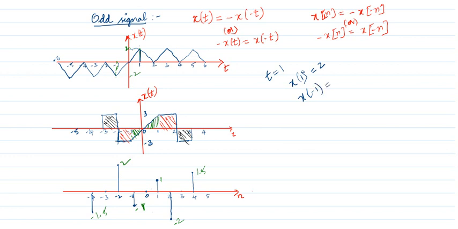What is x of minus 1? It is here. It is minus 2. What is the condition for an odd signal? x of t should be equal to minus x of minus t. Here I am putting t as 1.